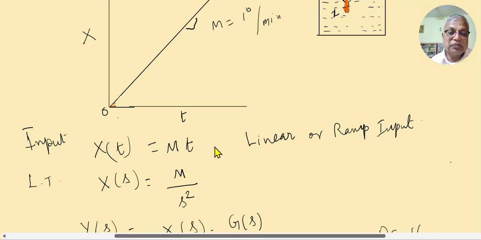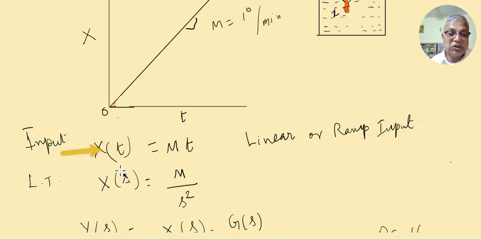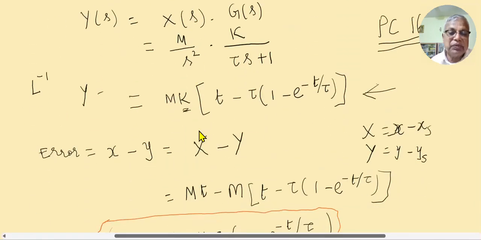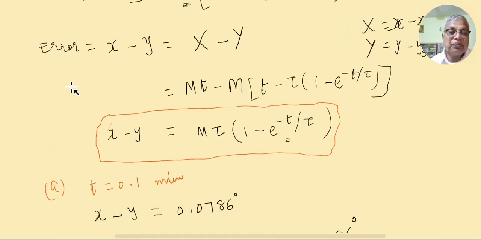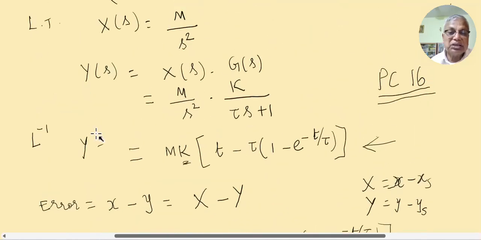So you have to plot x of t, this equation, by assuming various values of t. Anyway, it's a straight line. Only one value is enough, and 0. It passes through 0. Take one value and you can draw a straight line, mt. And then y. This is the equation for y, right? Yes, this is the equation for y.